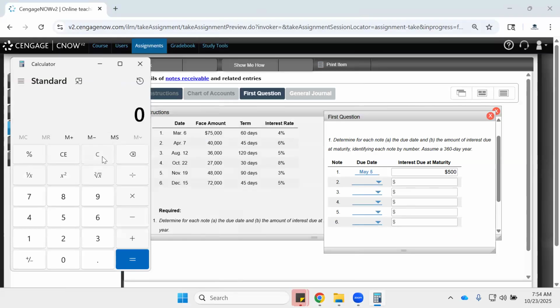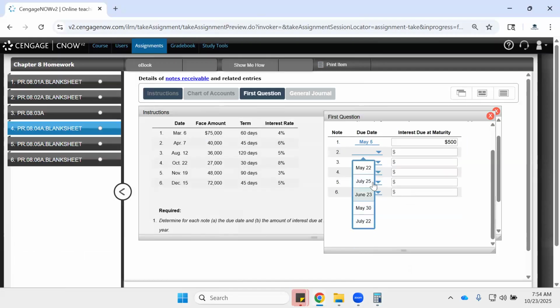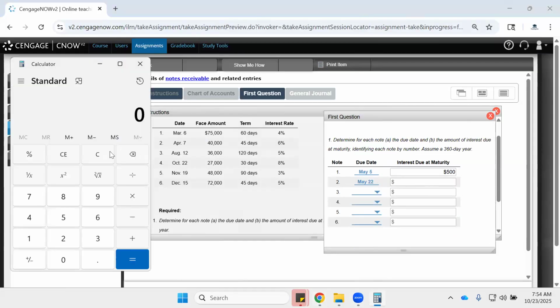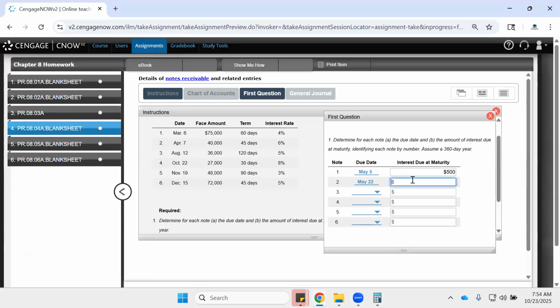And so for the April 7th note, that's due in 45 days. And so that's going to be due May 22nd. And the interest on that is going to be $40,000 times 0.06. That's the annual interest. On this note, 6% would be $2,400. However, the note's only for 45 days. So we've got to divide that by 360 and then multiply by 45. And we get our interest of $300.